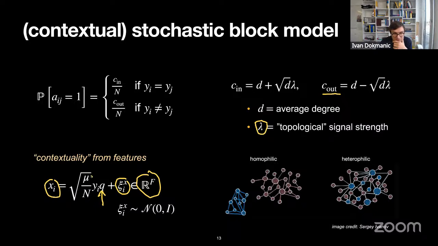But what we do have is, again, some kind of a signal-to-noise ratio knob. It's called mu. If mu is 0, then features are just pure noise, and they don't help you at all. If mu is very large, then features are dominated by these terms that encode the labels, and the problem is presumably easy. All right. So let's summarize.